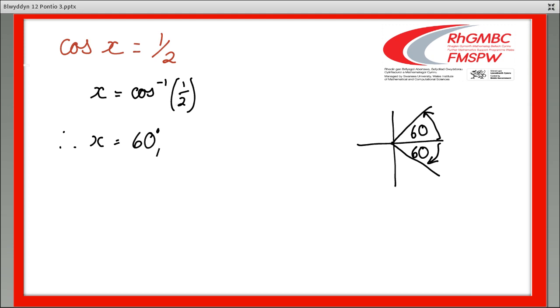So we start off at 0 when we're facing in the positive x direction. Our first answer is 60. The next one is 60 degrees before I complete the circle, so that's going to be 300 degrees. My next answer is going to be 420, full circle, 360 plus the 60. And then the next one is going to be a full circle, 360 plus the original 300, so it's going to be 660.